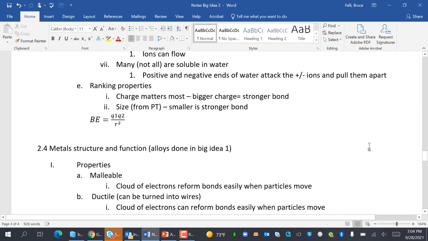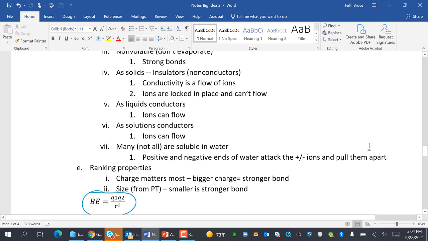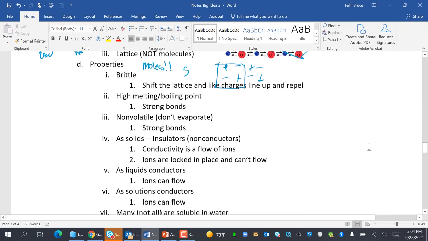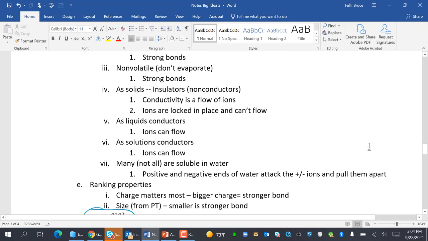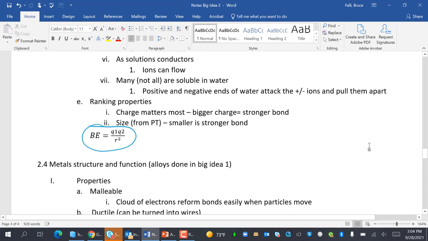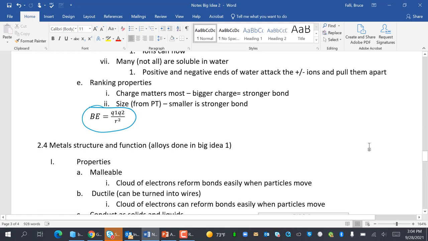Ranking the properties. Again, welcome to Coulomb's Law. Charge matters most. The bigger the charge, the stronger the bond. And a stronger bond means you'll have a higher melting and boiling point. You'll be less volatile. It means the conductivity isn't really there. And then the size is less important.